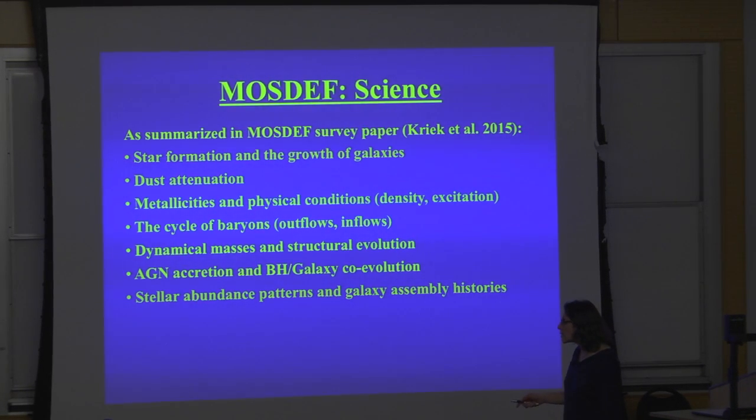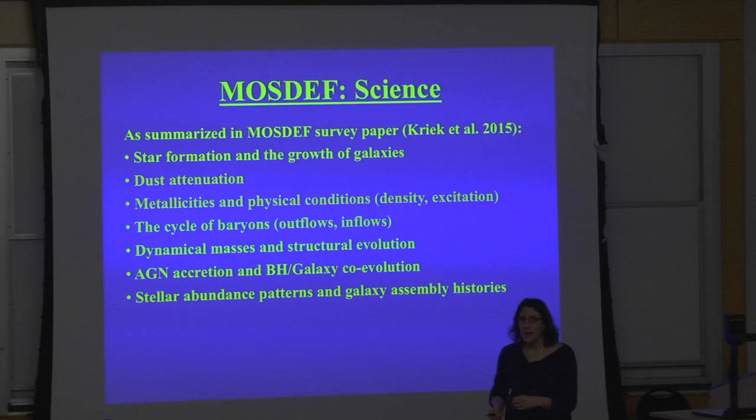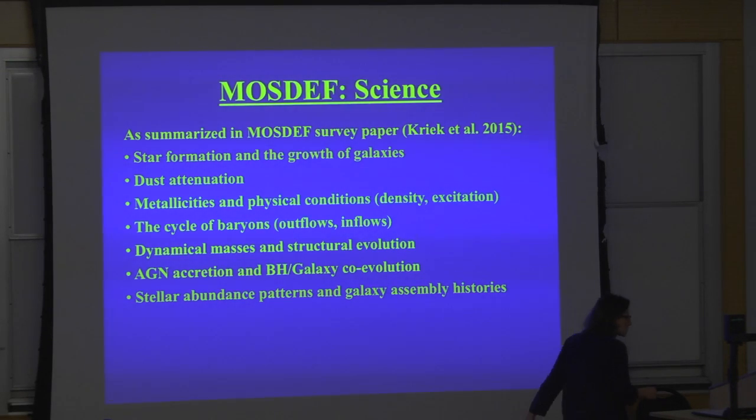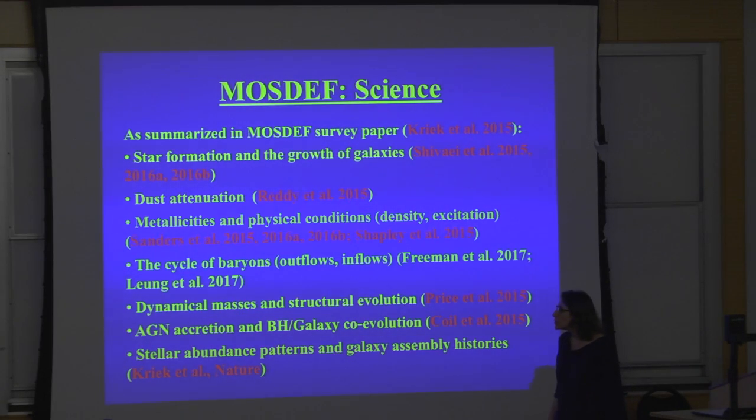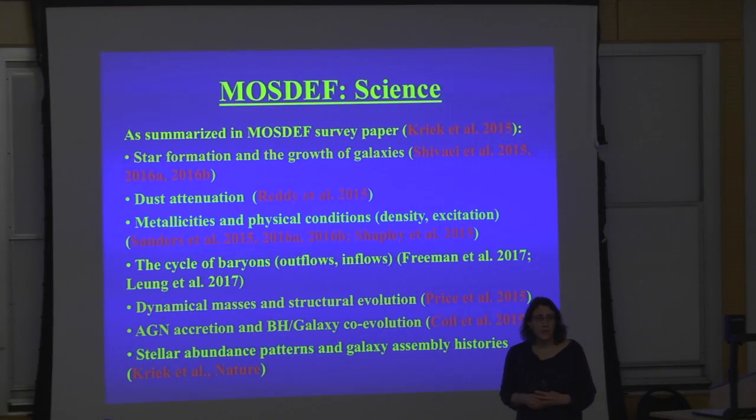We're looking at the dynamical masses of galaxies and how their structures evolve. We're looking also at the growth of black holes and how black holes and galaxies co-evolve. And we're even looking at the abundance patterns in stars and how galaxies are assembled. And so this is just a list of some of the papers that have come out or are about to come out, and you should recognize the names of some of your friends here.